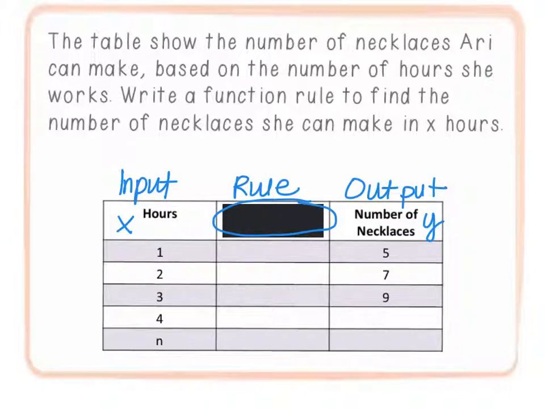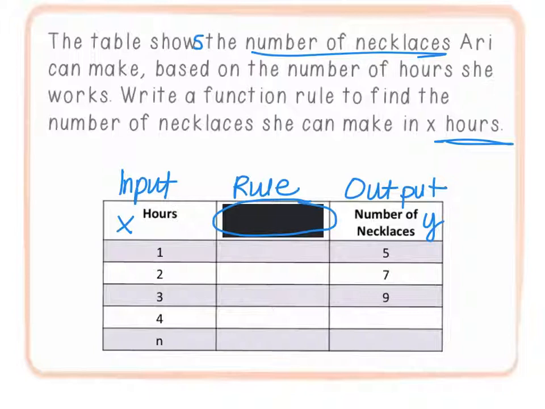Usually they give us a rule to tell us what the input is and how it will affect the output. So now that we know the parts of the table, I see that there are some blank areas in the table that we need to fill in. So let's go ahead and read the problem. The table shows the number of necklaces Ari can make based on the number of hours she works. Write a function rule to find the number of necklaces she can make in X amount of hours. So we know that our X, our input, is our hours, and our Y is the number of necklaces.